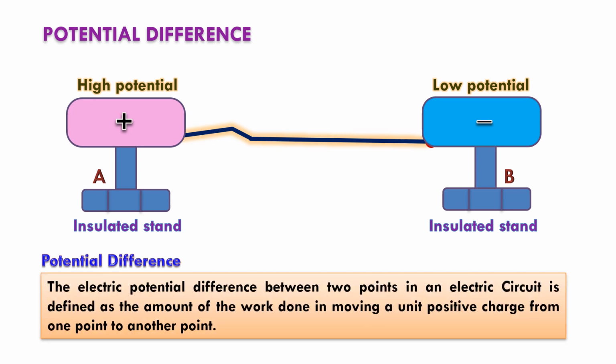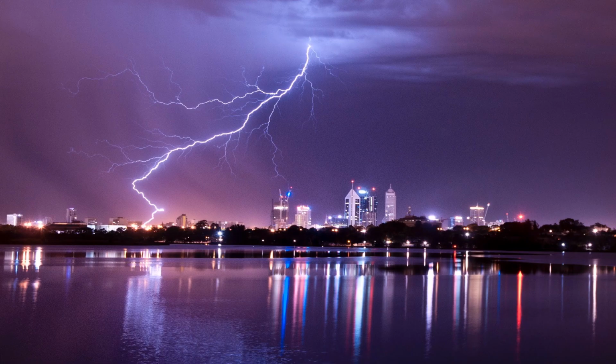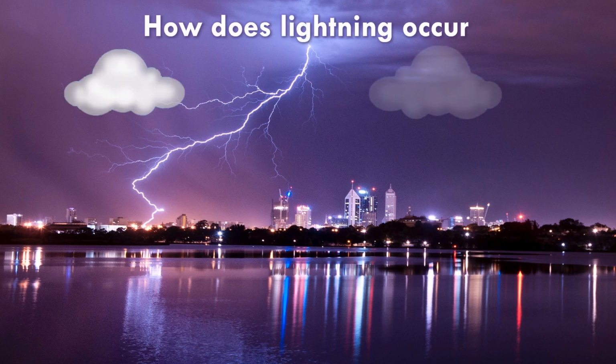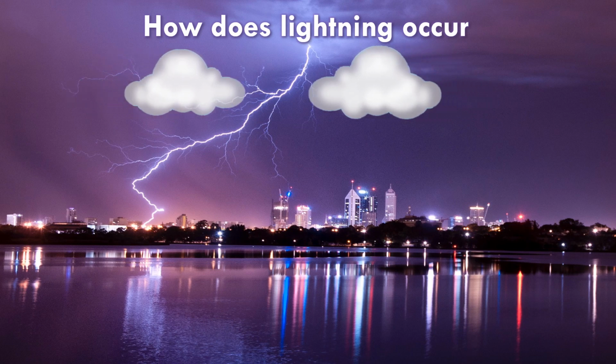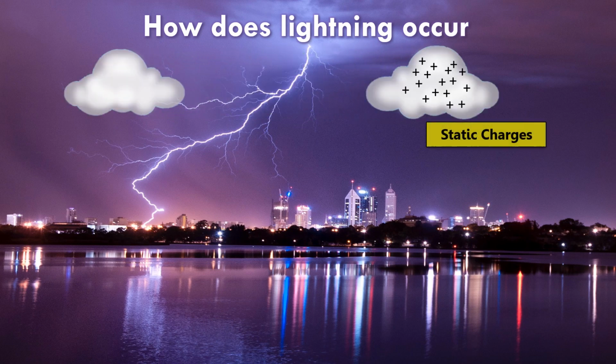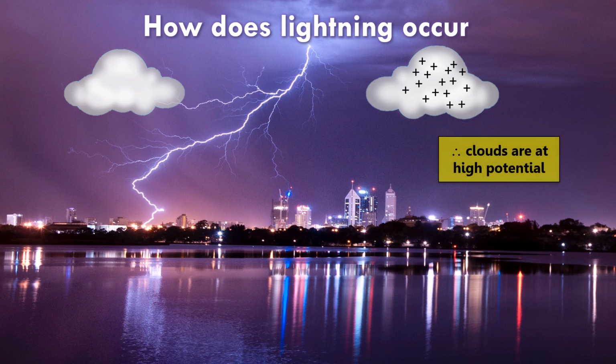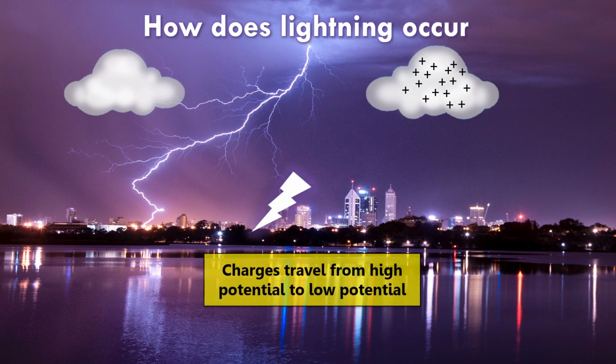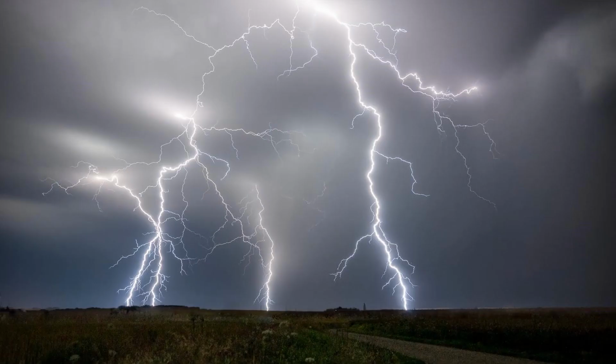Potential difference: the electric potential difference between 2 points in an electric circuit is defined as the amount of work done in moving a unit positive charge from one point to another. See the lightning striking. How does lightning occur? Static charges. The clouds are at high potential because they contain positive charges. Charge travels from high potential to low potential.